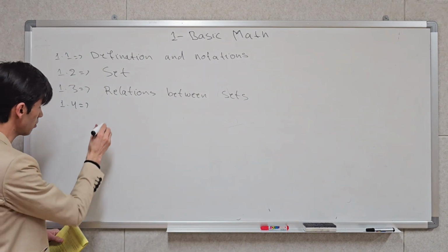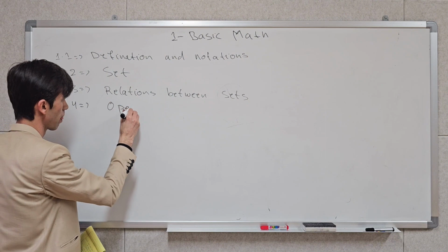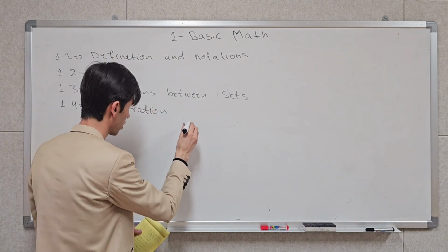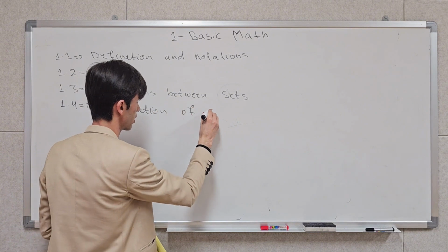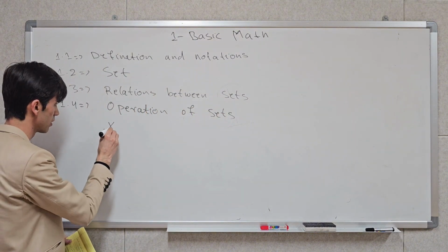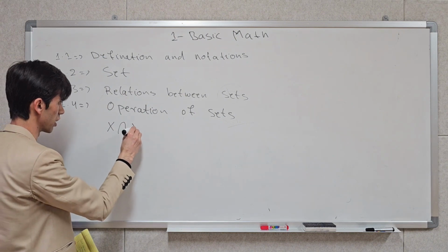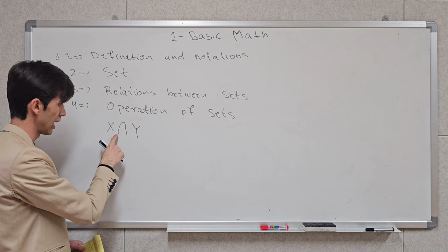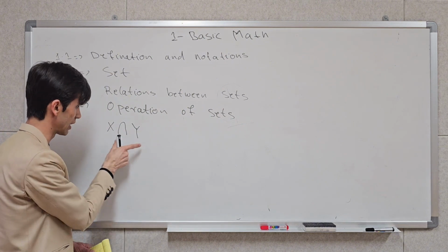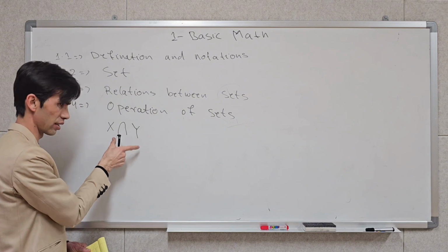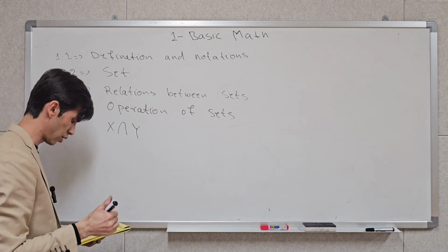1-4. Operation of sets. Like when we have X with this notation, Y, it means X intersect Y, or intersection of two sets.